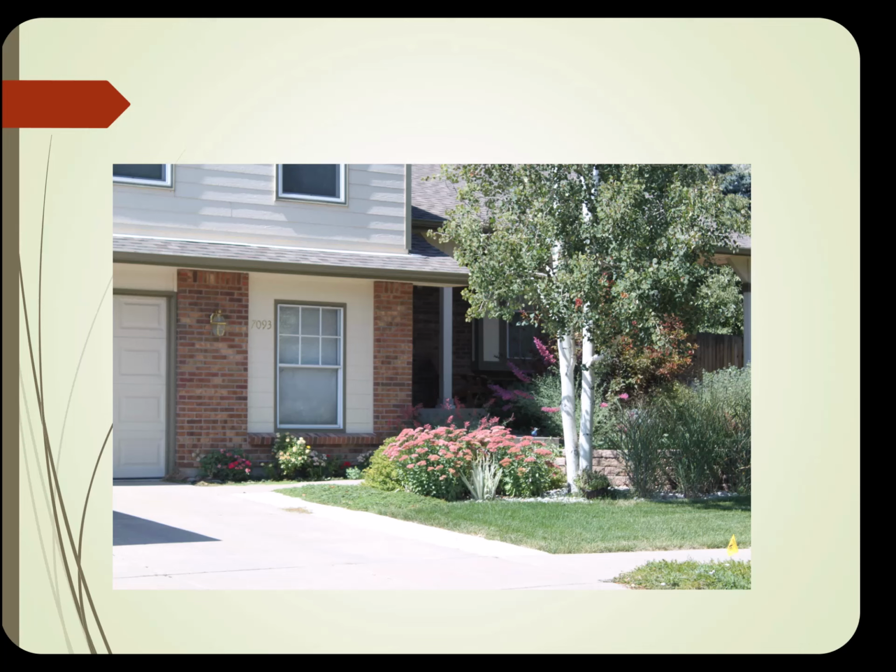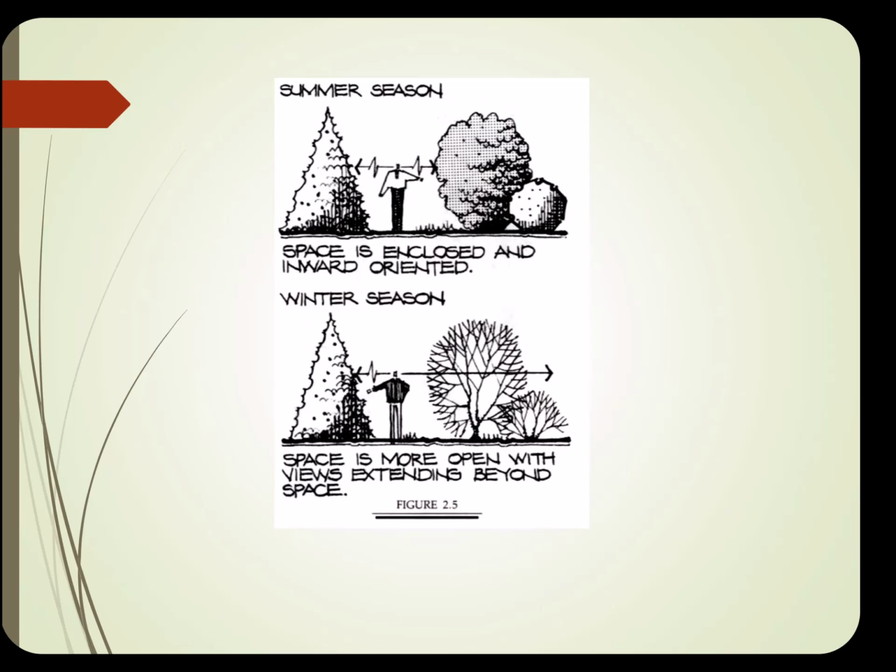And then by fall, that Autumn Joy Sedum was gorgeous. The Agastache was gorgeous. And so it has this nice transition throughout the season. There's always something blooming. So in summer, you feel like the space is enclosed, it's kind of inward oriented. Here we have evergreen and some deciduous plants. But then in the winter, we have the evergreen trees, and then the deciduous plants lose their leaves, which gives you a view past those shrubs, which expands that view. That's always something to think about when you're planting and selecting plants.